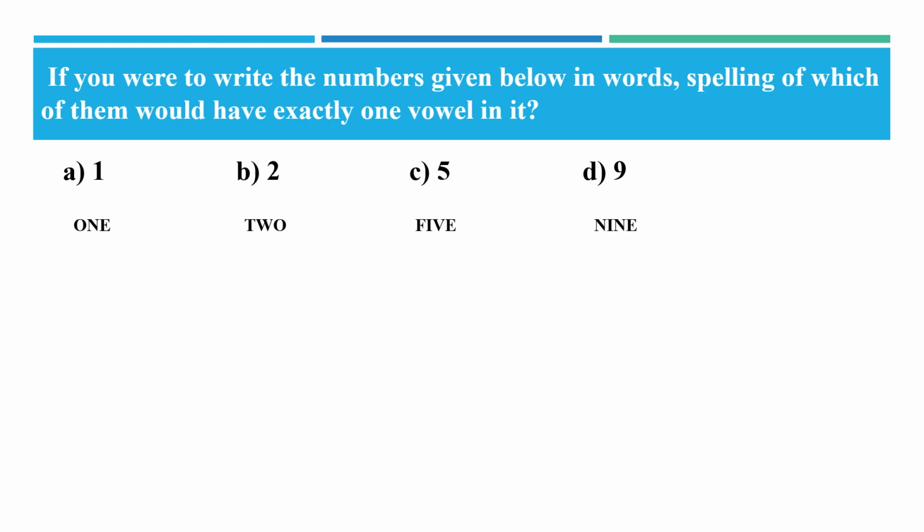Now let's note down the vowels in each of the words. So here I have two vowels. Here we have one vowel. Oh, great. I guess I found the answer. Exactly one vowel in it. So it's option B, which is 2. Great. Let us check the other two. Here we have two vowels. And here too we have two vowels.